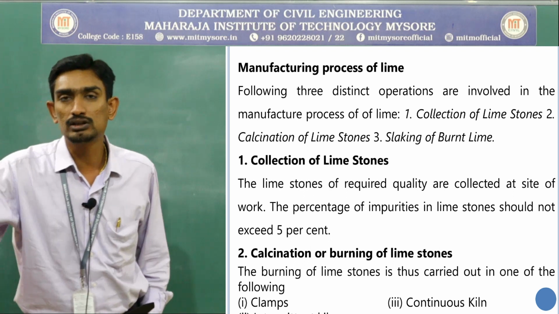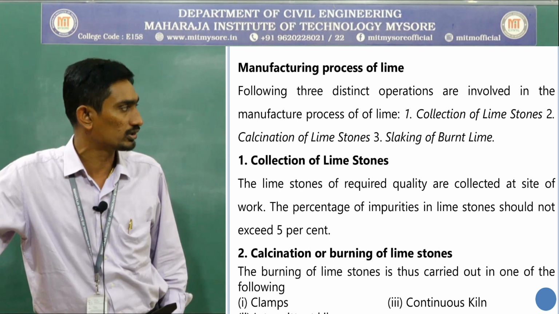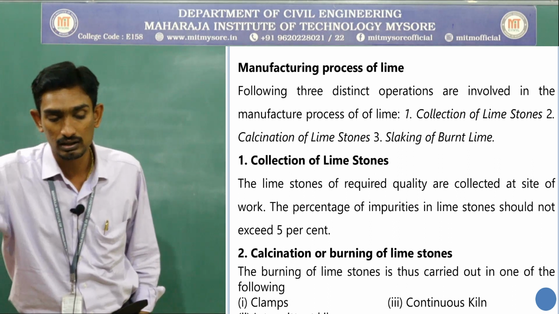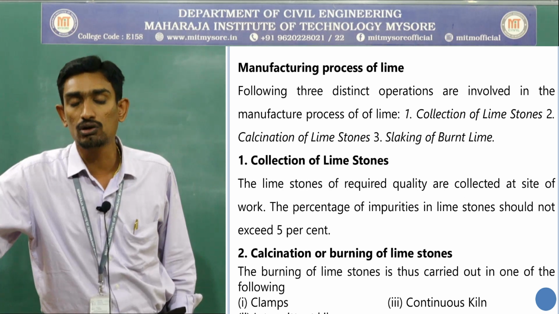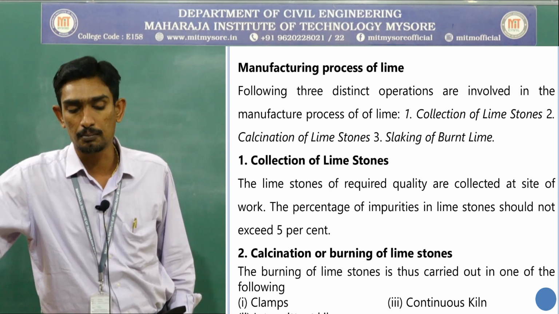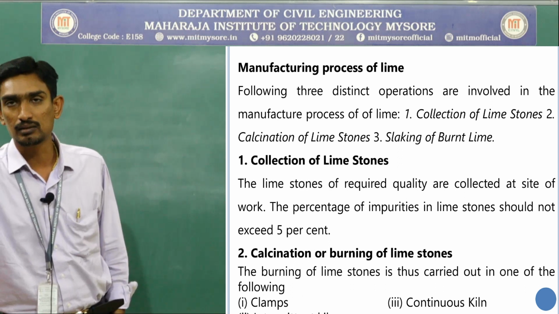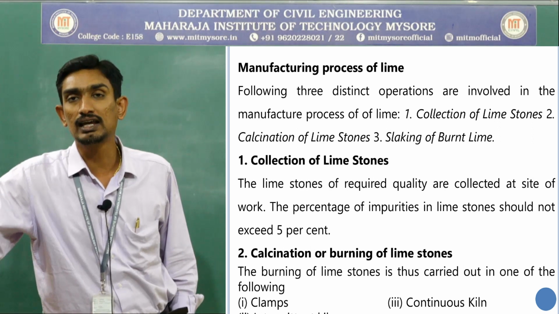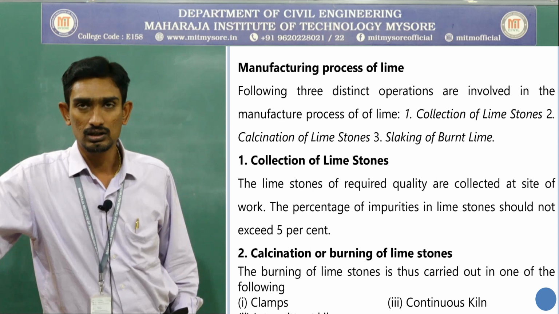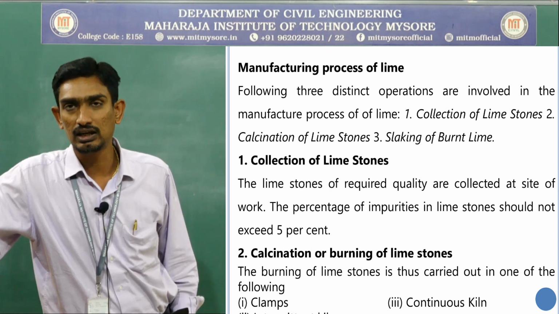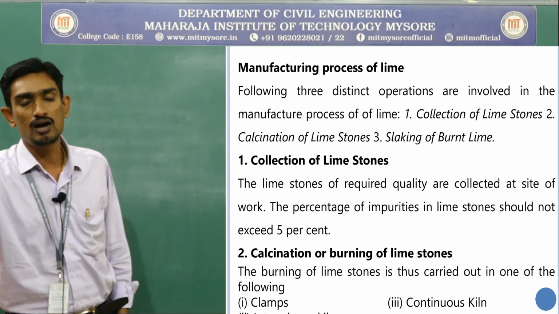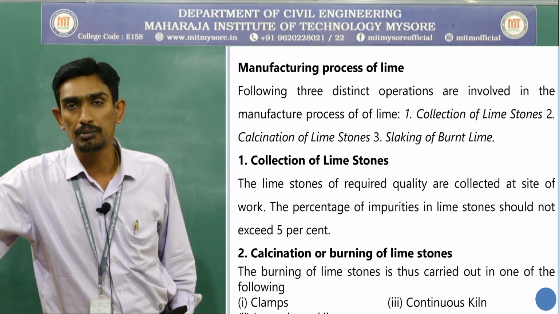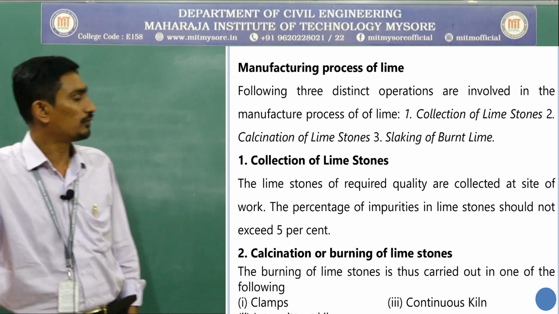We are going to do three distinct operations in the manufacturing process. Number one, the collection of limestone, that is calcium carbonate. Then calcination of limestone, that is heating to a particular temperature. And then slaking, that means we add water to the burnt lime, that is the slaking process. After heating we do slaking, that means adding water to reduce the temperature. Let me do one by one.